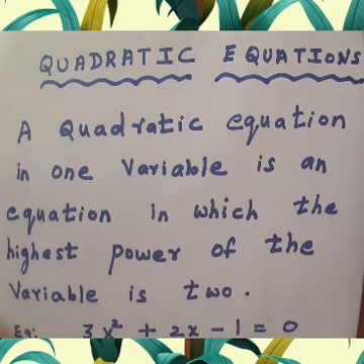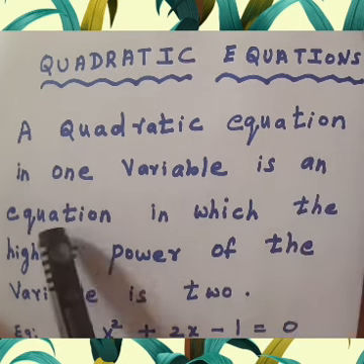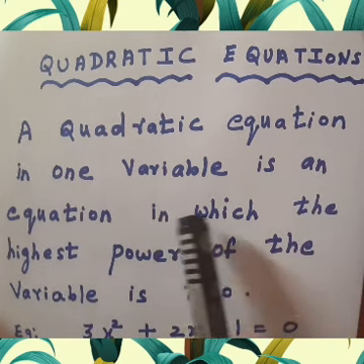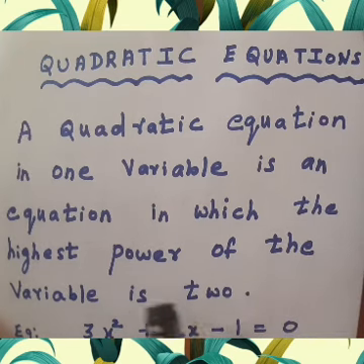A quadratic equation in one variable is an equation in which the highest power of the variable is 2. Okay, very simple. An equation which has the highest power 2, you can call that equation a quadratic equation.